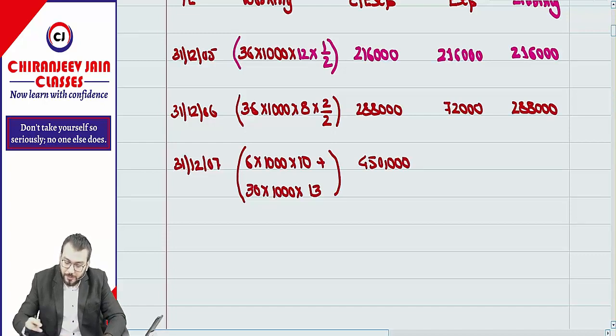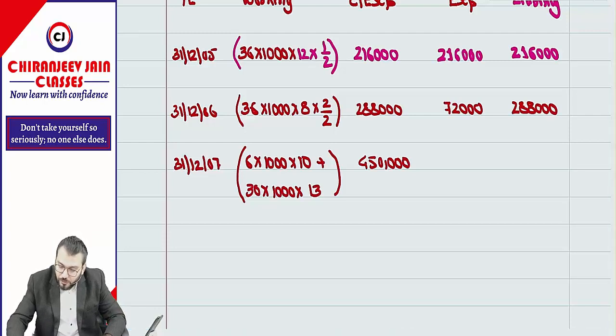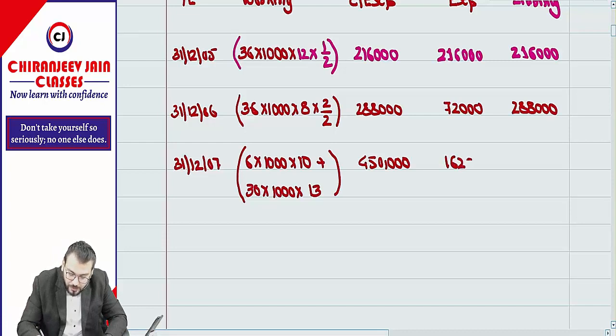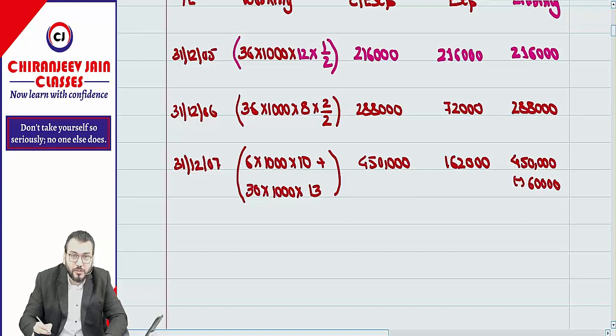4,50,000. So expense will be what? 4,50,000 minus 2,88,000. It is 1,62,000. Correct. But can I say liability will be what? Out of this 4,50,000, can I say 60,000 will be paid? So 4,50,000 minus 60,000, because 60,000 will be paid now. So that is not a liability.